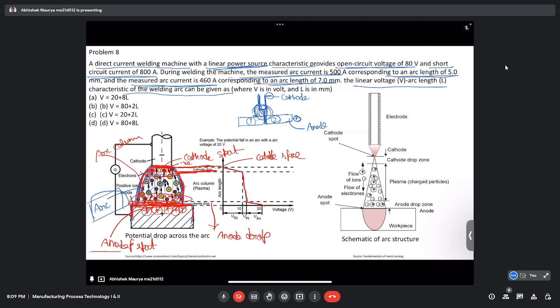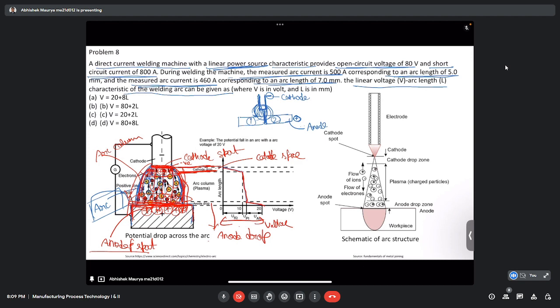Okay, so I was telling that electrons are moving from cathode to anode, like here. So they are traveling, and based on the resistance, the potential drop takes place. So here I am showing the potential drop or voltage.